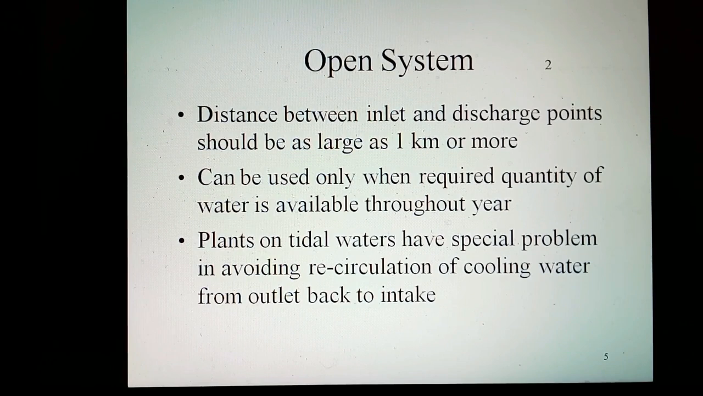This type of coolant water system can be used only when required quantity of water is available throughout the year. Plants on tidal waters using water from the tides or sea have a special problem in the construction of the coolant water system and in avoiding recirculation of the coolant water from the outlet back to the intake. In many plants, the intakes and outlets are separated by as much as 3 kilometers.